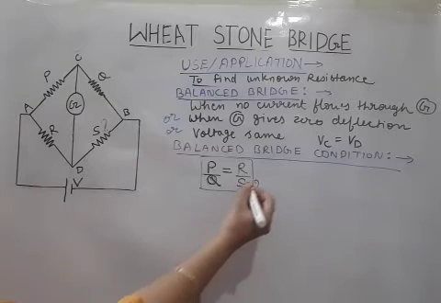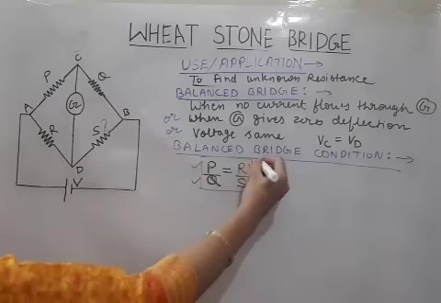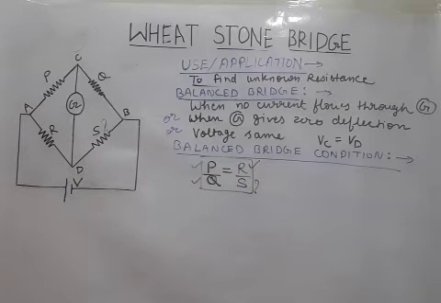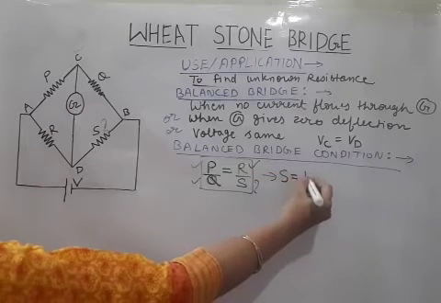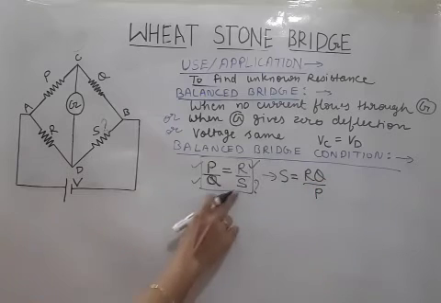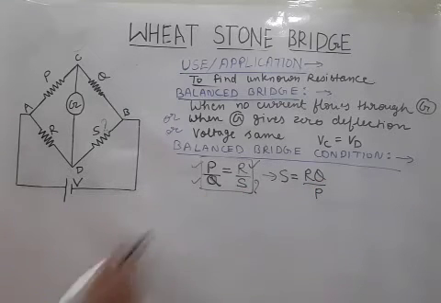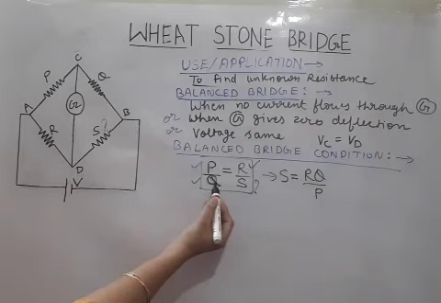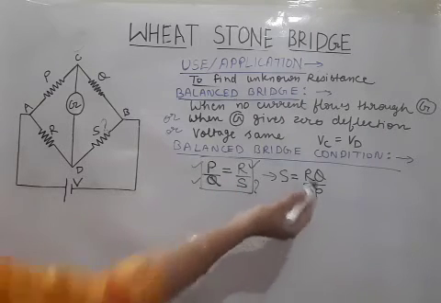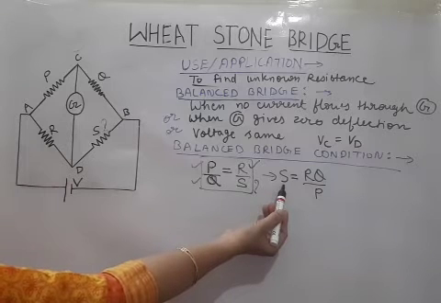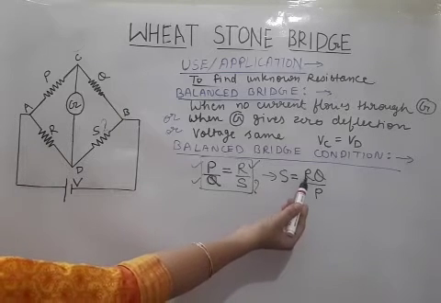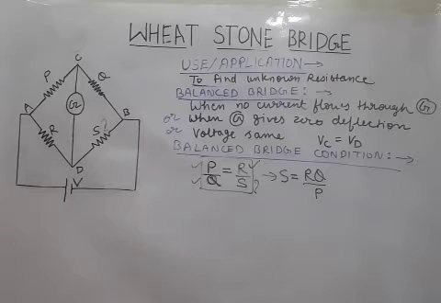Then P, Q, R resistances should be known to us. Rearranging this equation, S equal to RQ upon P. You can see I have rearranged the equation. Suppose we have to calculate S, then S will be RQ upon P. So if we want to calculate S, we need to know the values of R, Q and P. This way we can calculate the S resistance.